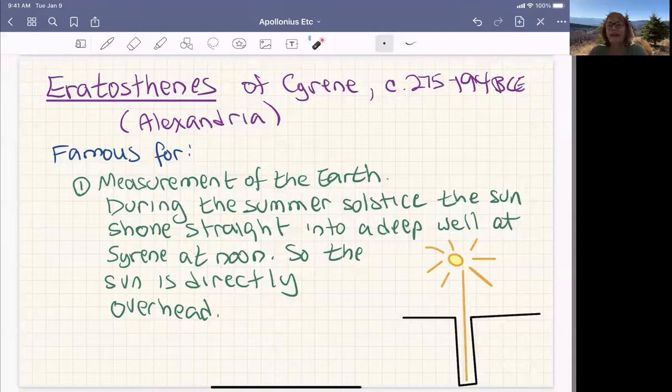Okay, so now we're going to look at a mathematician named Eratosthenes. He was born in a place called Cyrene, but he actually worked in Alexandria. That's actually relevant to the story that we're going to see next. Now, there are two things that he's famous for. So the first thing he's famous for is the measurement of the earth.